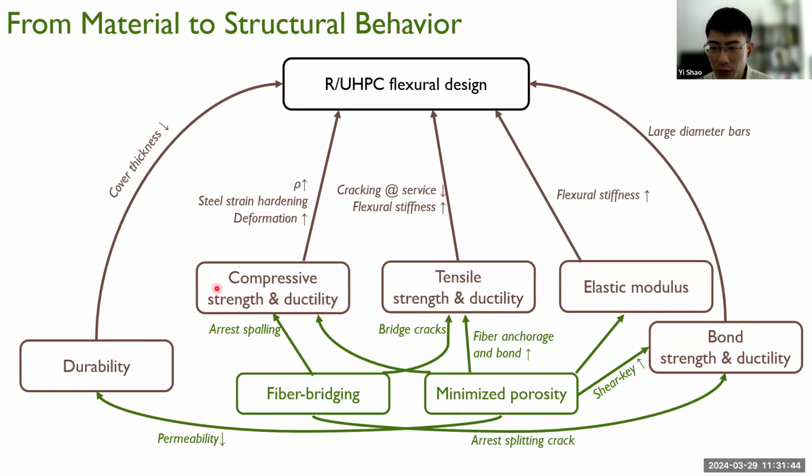And from those material behaviors, we can think about how we may best utilize the material behavior for reinforced UHPC beam design. For example, to utilize high durability, we can reduce the cover thickness. Utilizing the high compressive strength and high compressive ductility, we can allow a higher reinforcing ratio than traditional steel reinforced concrete, because we know that the upper reinforcing ratio in steel reinforced concrete is limited by the concrete crushing.